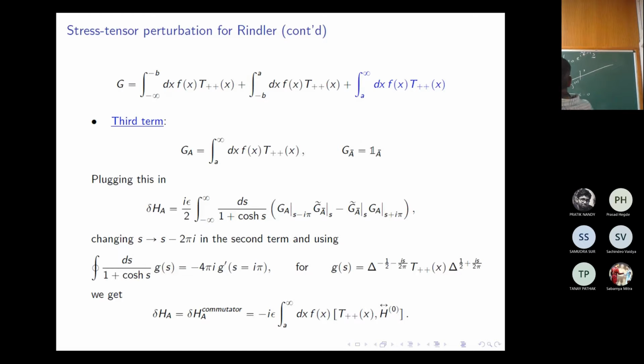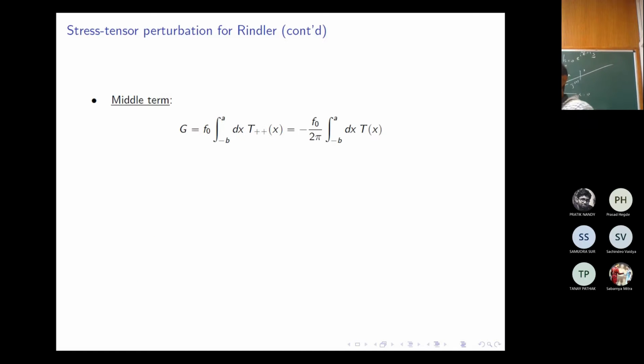If you take the third term, which is only in the A region and doesn't straddle the endpoint because A is non-zero, then GA is this whole thing, and GA bar is identity. Then if you plug it in here, you can do some contour deformation and this complex integral gives you precisely the commutator piece, which you again expect, because now I don't have any problem with the endpoint, because the endpoint is irrelevant here for this perturbation from A to infinity. Endpoint is irrelevant, so the whole contribution for delta HA comes from the commutator piece.